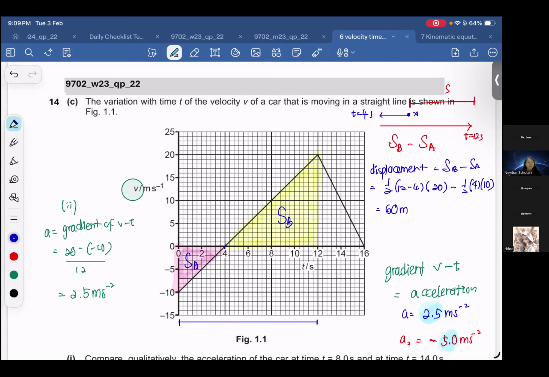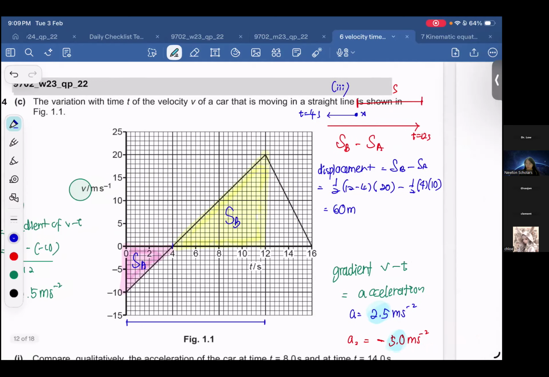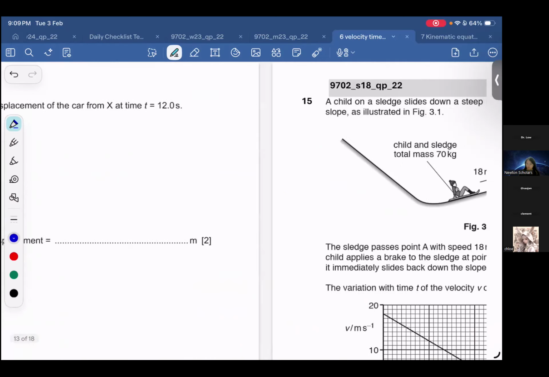Okay, Chloe, do you have any other question? Clement, did you get the idea? Why, how do we get this 60 meters? Okay, the rest of you, is it okay? This is the last question for this question. If okay, then we are going to proceed to page 14. Page 14. Is it okay?